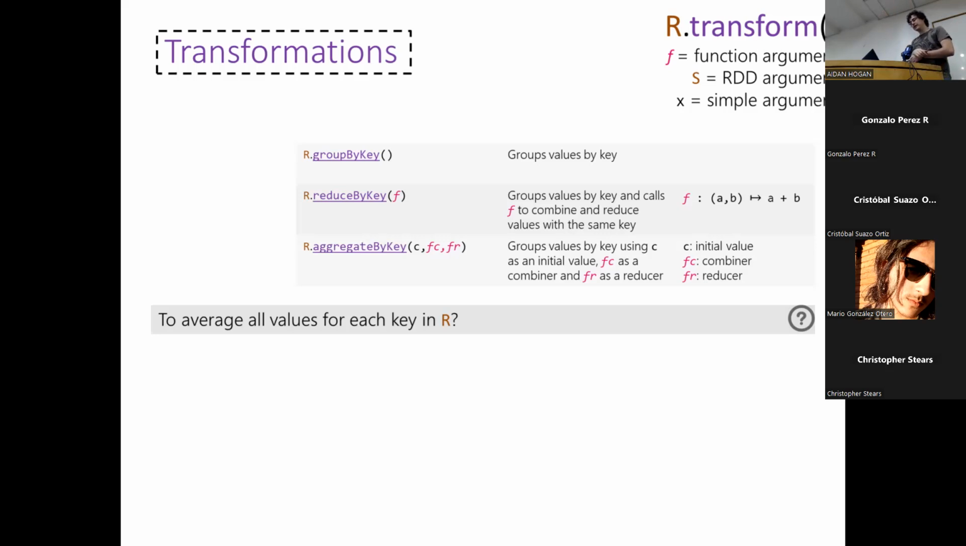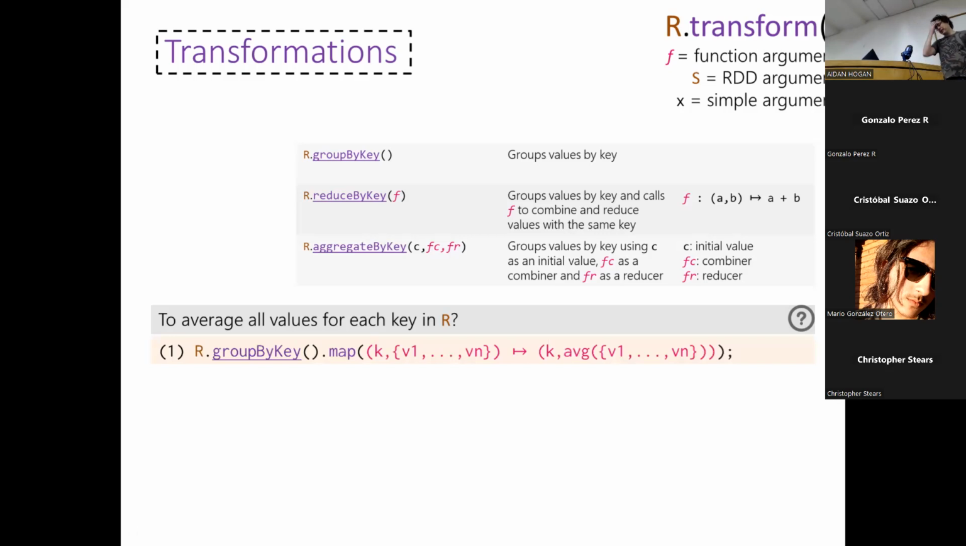So to average all of the values for each key in OR, let's have a look and see what we can do. The basic way to do it is to just do a group by key. And this will produce for each key all the list of values associated with it. And then we apply a map to transform a key and its list of values into a key and the average of those values. So we can do this.